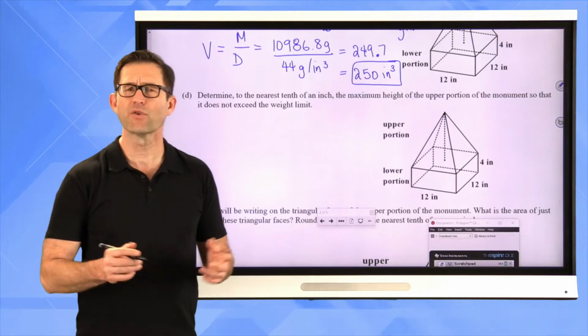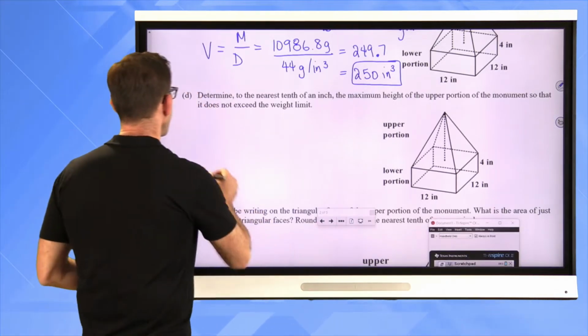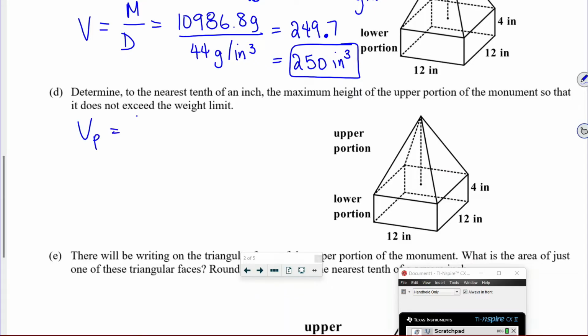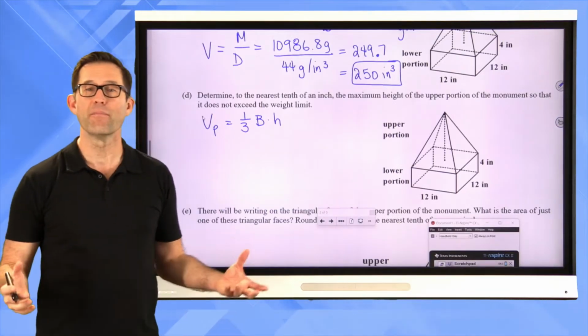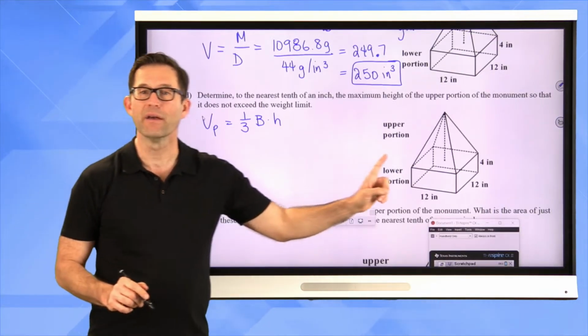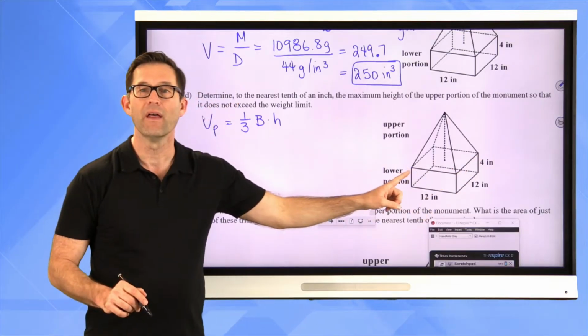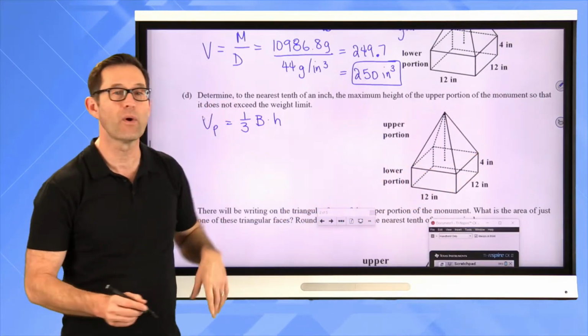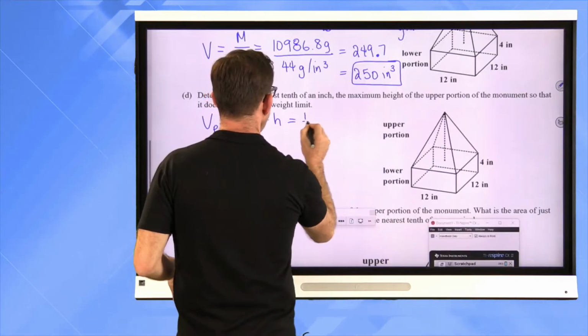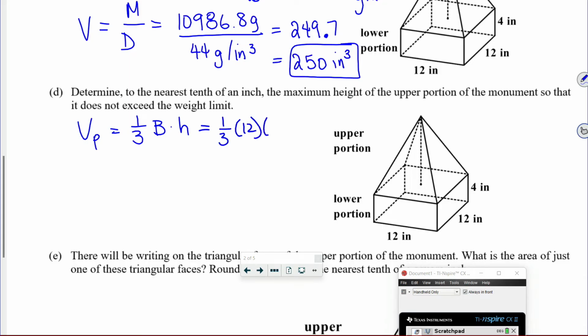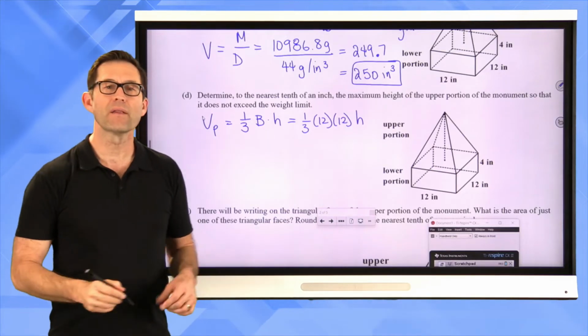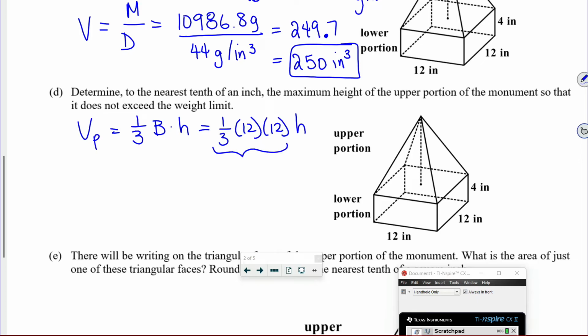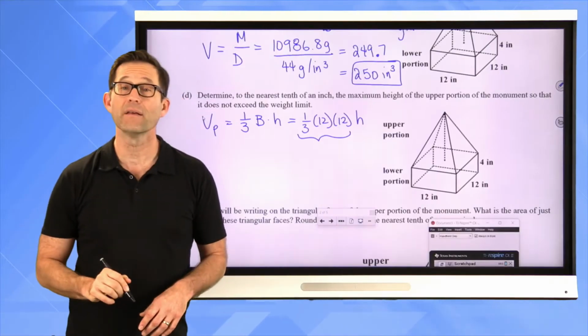All right, let's first talk about what the volume of the pyramid is. The volume of the pyramid is going to be 1/3 times its base area times its height. Now, the base area is simple because that is simply that 12 by 12 square. So that's going to be 1/3 times 12 times 12 times h. Now, to make life easy, it would be helpful to just figure out what all of that is equal to.